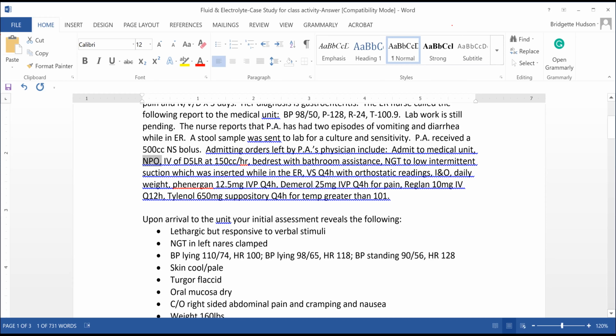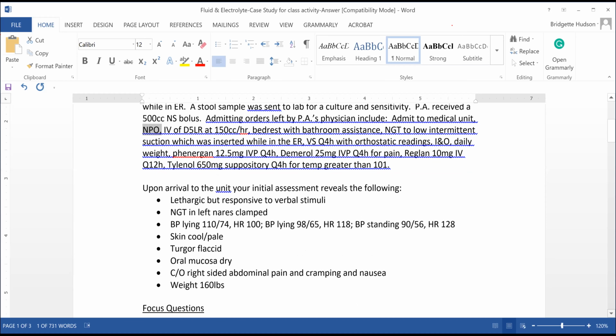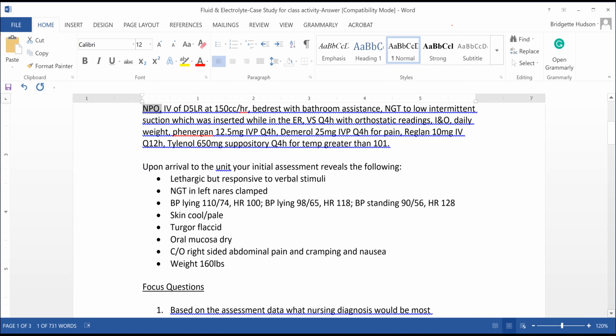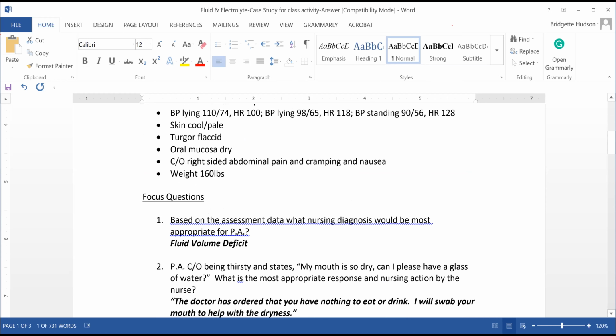All right. So the doctor has ordered that you have nothing to eat or drink. We can swab the mouth to help with the dryness, but don't have it saturated, where the water's dripping. Or you can use those green sponges that they use for oral care. You can use that as well.